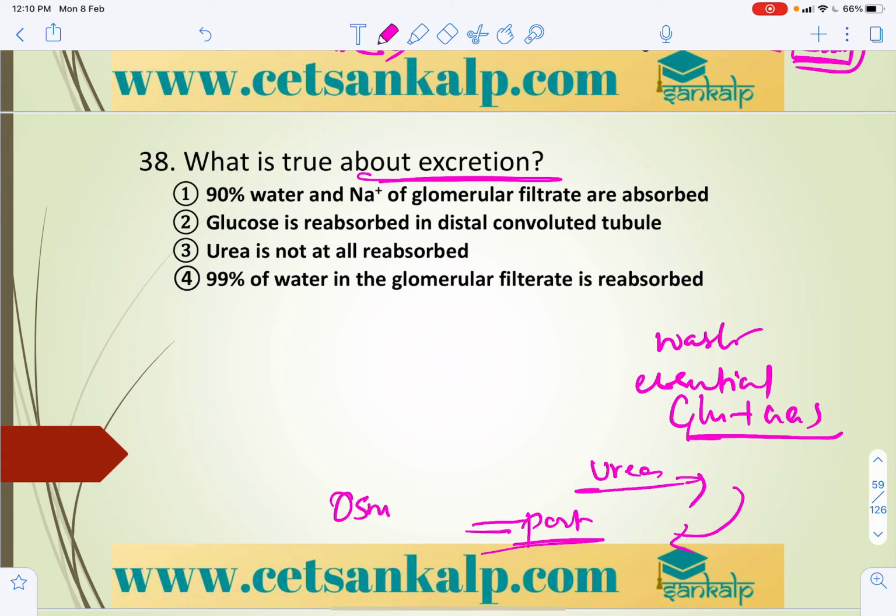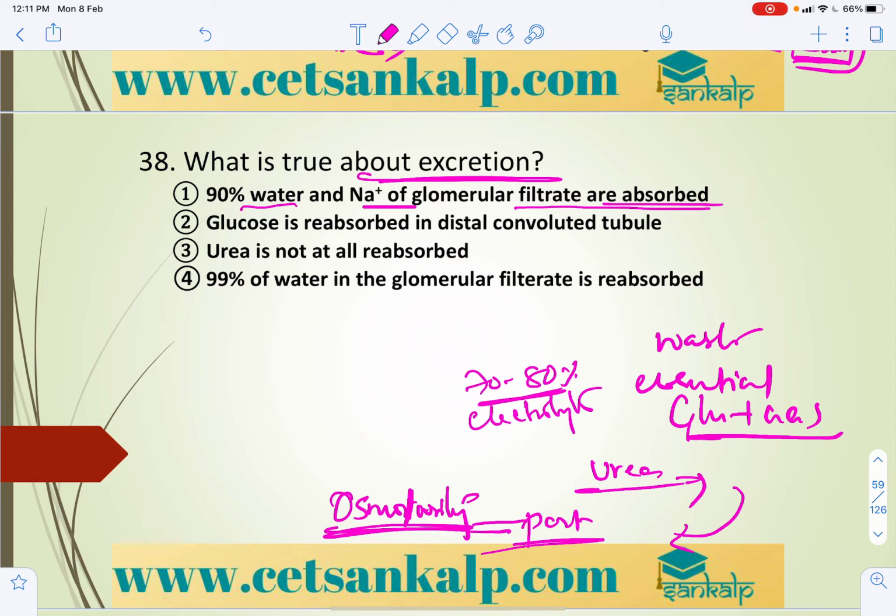the osmolarity in the medullary interstitium. So, 90% of the water and sodium ions of glomerular filtrate are absorbed. Here, 70 to 80% of the electrolytes are absorbed. So not 90%, and we can't select that answer.